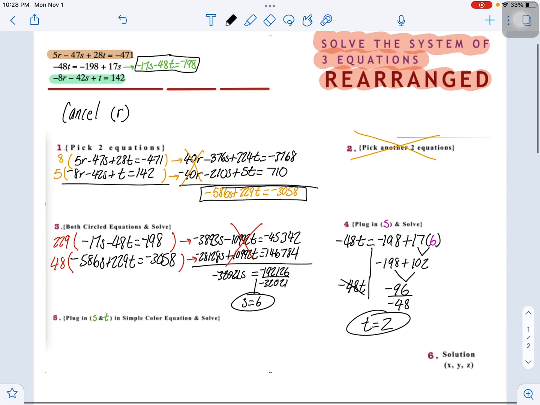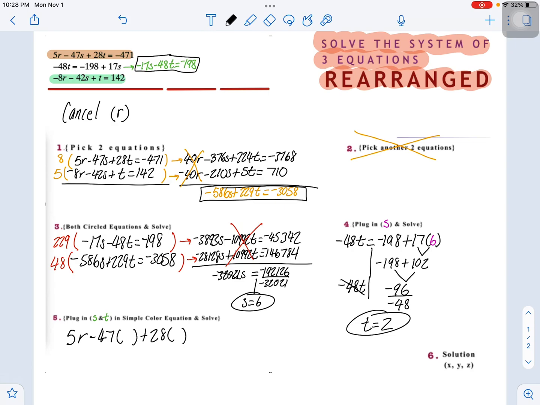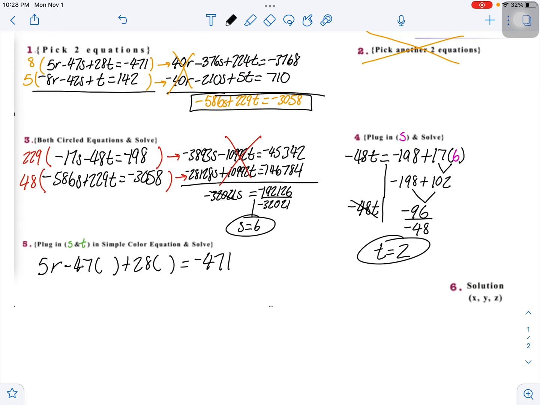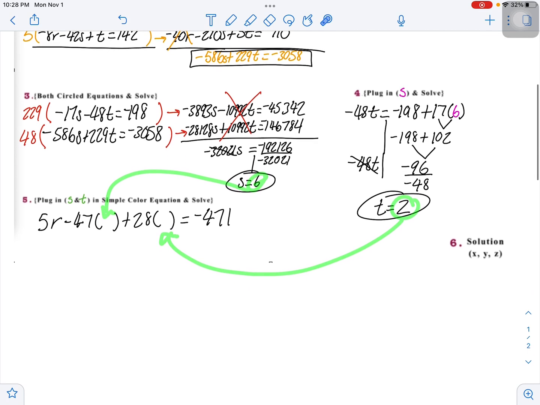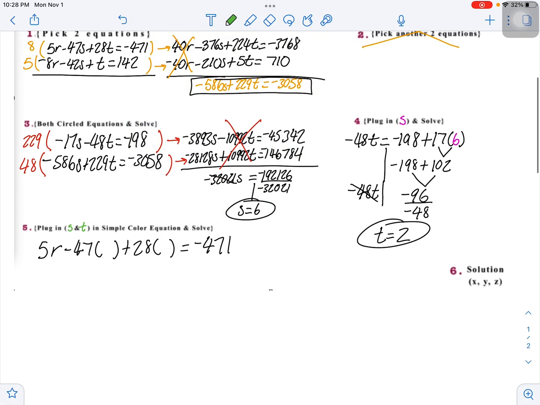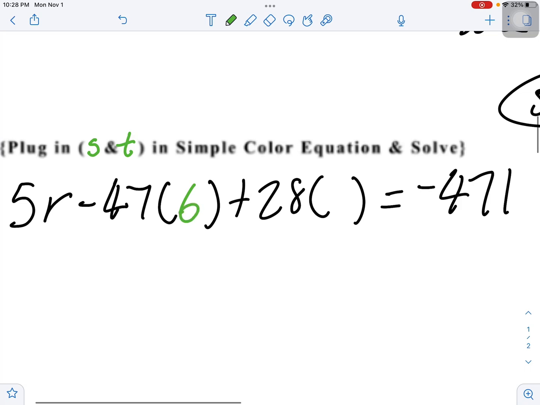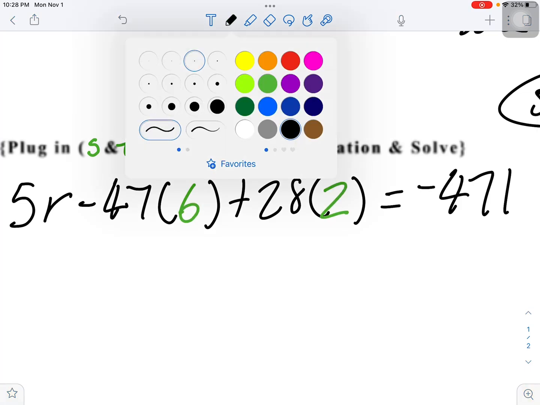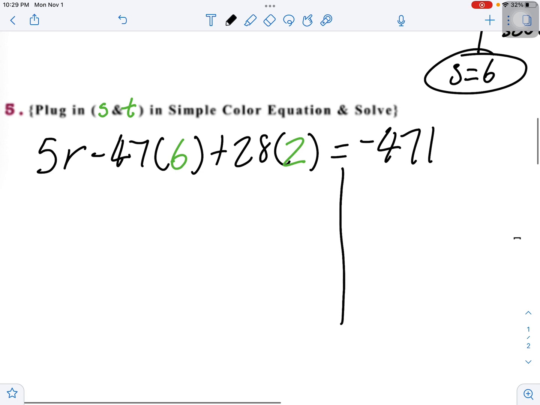So I'm going to zoom out a little bit here, and I'm going to get 5r minus 47s, but for s is parentheses, plus 28t, but t is parentheses, is equal to negative 471. s was 6, so that's going to go in there. t was 2, that's going to go in there. So s was 6 and t was 2. Look at that.